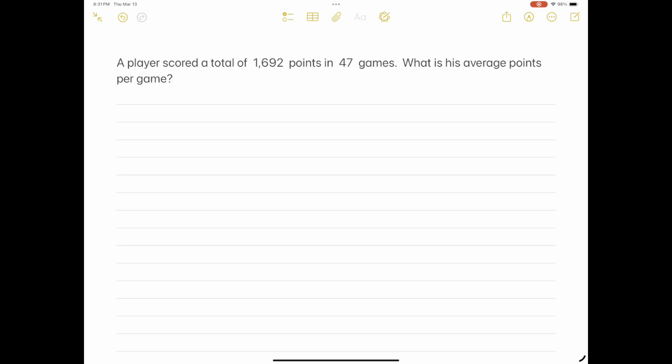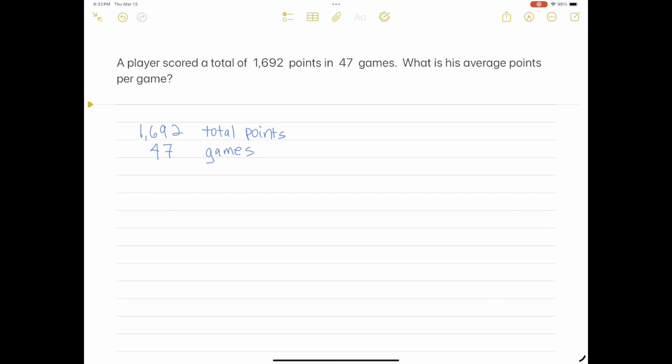A player scored a total of 1,692 points in 47 games. What is his average points per game? I write down the facts of the problem: 1,692 total points, 47 games. So I need to find his average points per game, which can be written as average points slash game. And we can think of that as average points divided by the number of games.